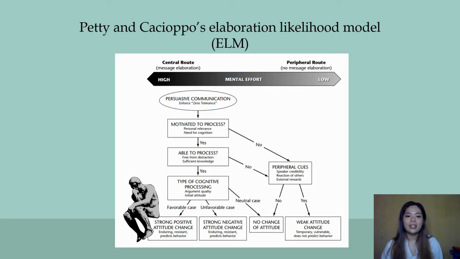Now look here in the peripheral route. You can see that there is no motivation or ability to process the message at all. So the listeners rely on peripheral cues to make a quick yes or no decision without having to think about the message at all. In short, this elaboration scale represents the effortful analysis of arguments on the left-hand side and mindless reliance on non-content cues on the right.